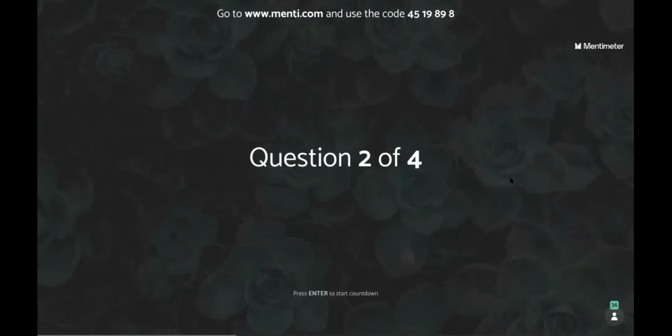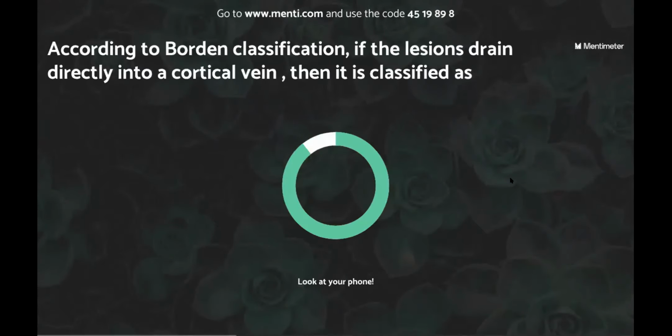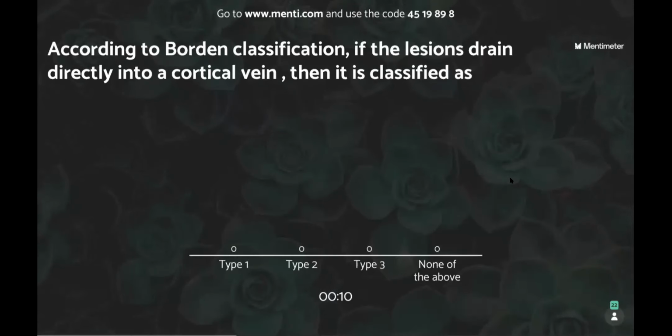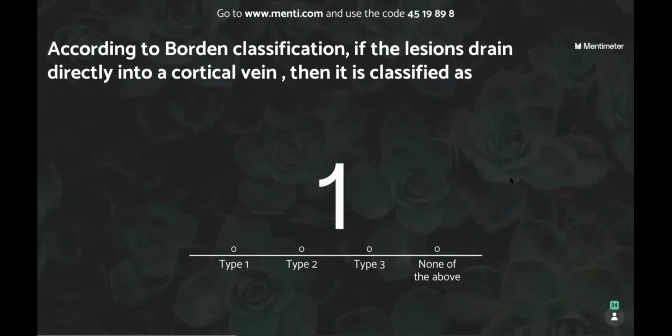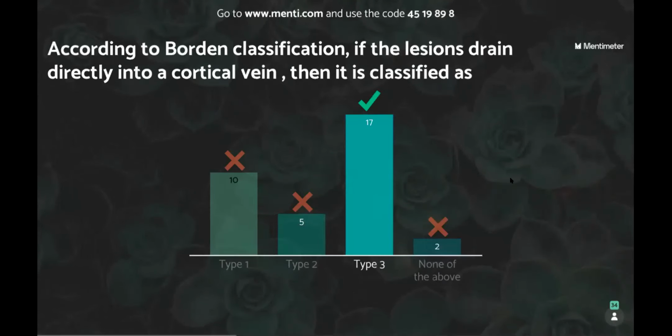Now question two. According to Borden classification, if the lesion drains directly into a cortical vein, then it is classified as type 1, type 2, type 3, or none of the above. Most of us have answered type 3, and that is the wrong answer. Type 2 is the right answer.